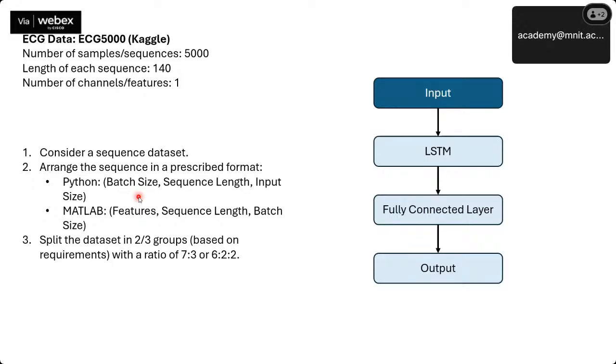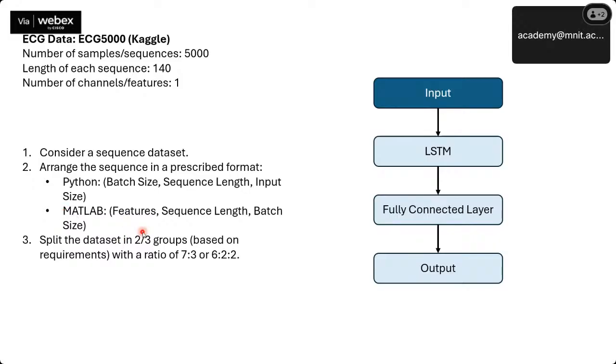The same thing in case of MATLAB. In MATLAB, we don't have tensors, rather we have matrices. So in this case, we'll have a three-dimensional matrix, and the first dimension will be linked to the features, that is one, and the second dimension will have the sequence length, that is 140 in this case. The third dimension will have the batch size. Let's say we want to provide four inputs at a time, so we'll give four here, right? So in case of MATLAB and in case of Python, these things are different.